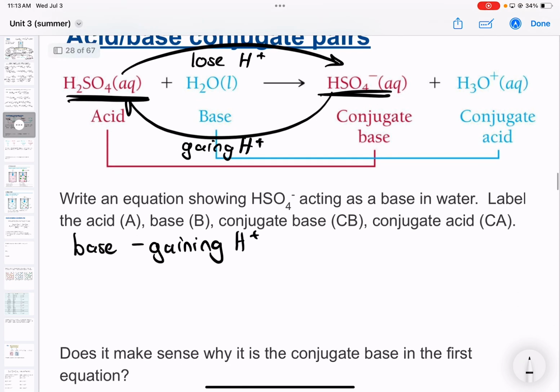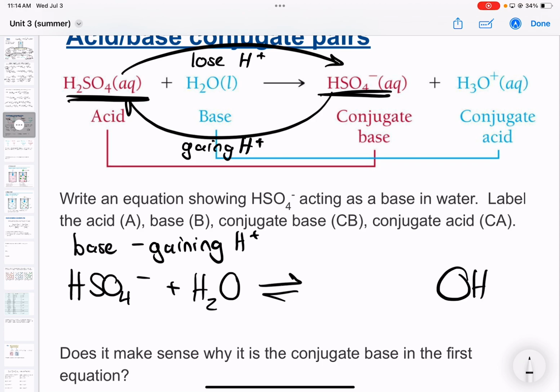And you can kind of show this by looking at what H2SO4 could do in water, acting as a base. So a base, we know it's going to be OH minus, and then it's gaining a hydrogen and gaining a charge unit. So it turns back into H2SO4 if it acts as a base. So every time you have an acid, the thing it turns into has the ability to act as a base.